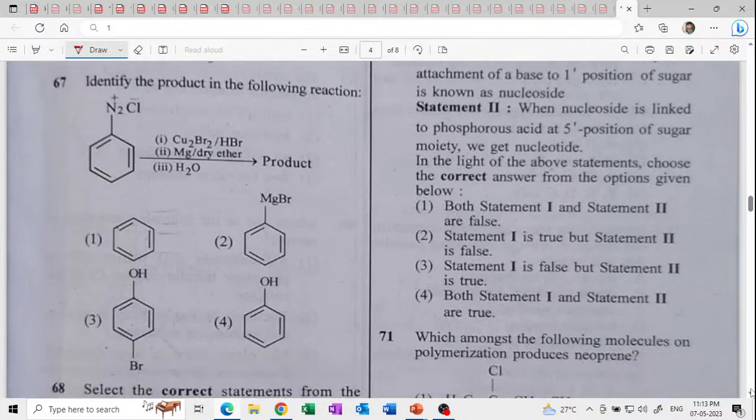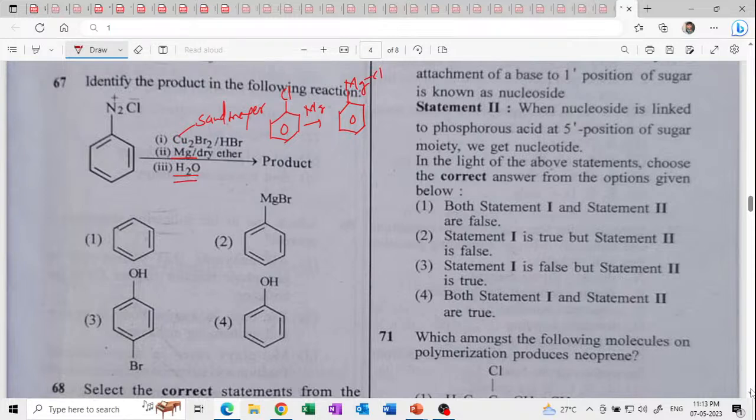Identify the product in the following reaction. This is the Cu2Br2. This is the Sandmeyer reaction. From the Sandmeyer, that's a benzene, and benzene attached with the Cl, that's chlorobenzene. With magnesium, the next product is the Grignard reagent. This is the MgCl, Grignard reagent, and this is the water.